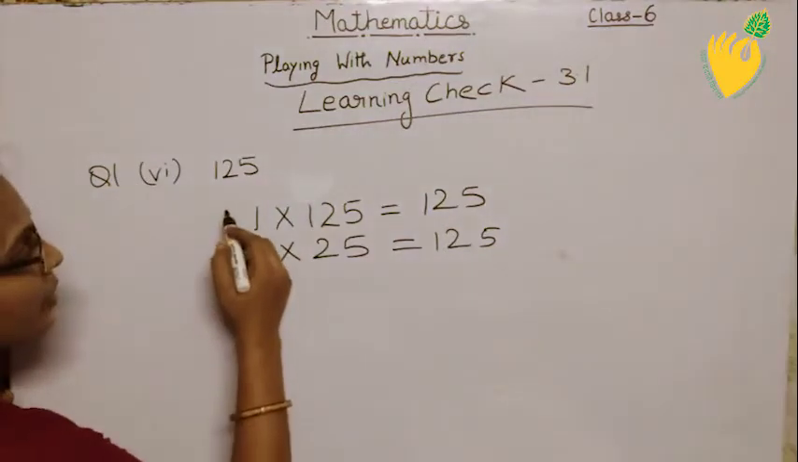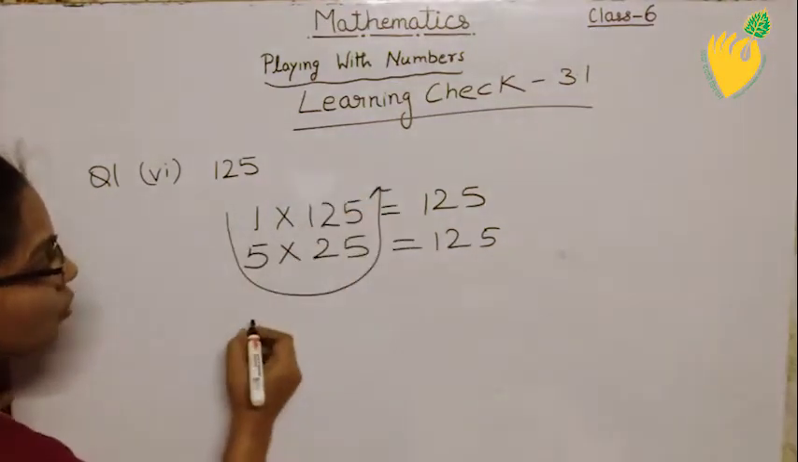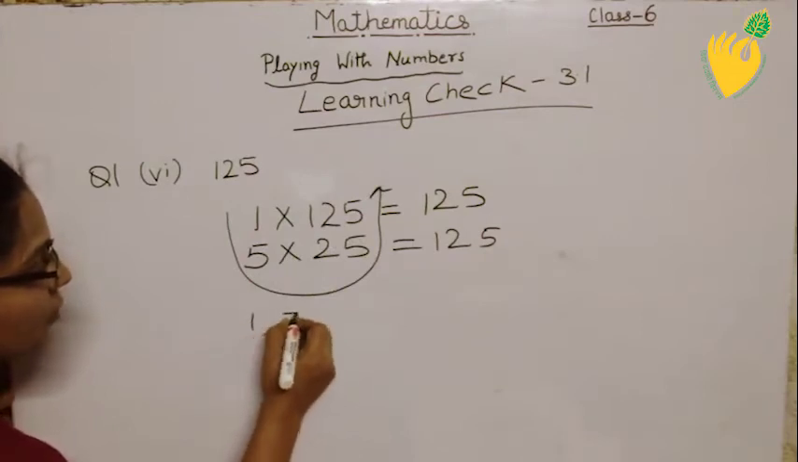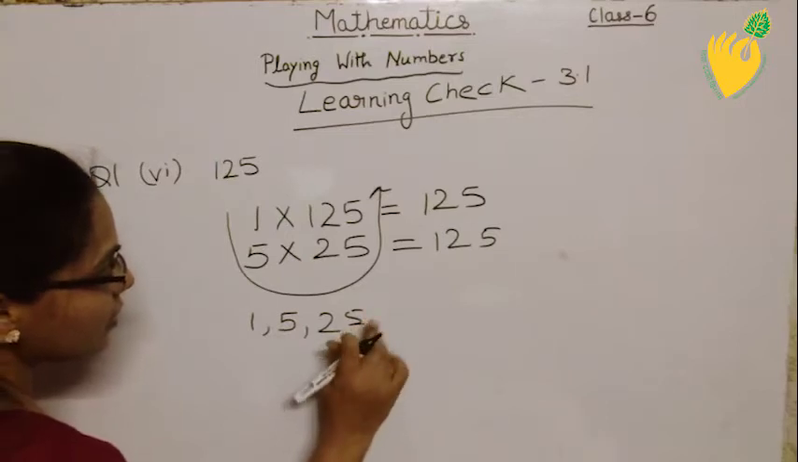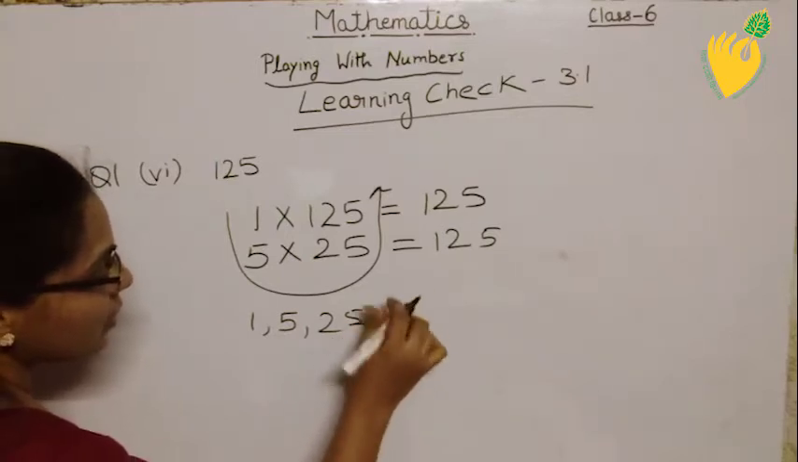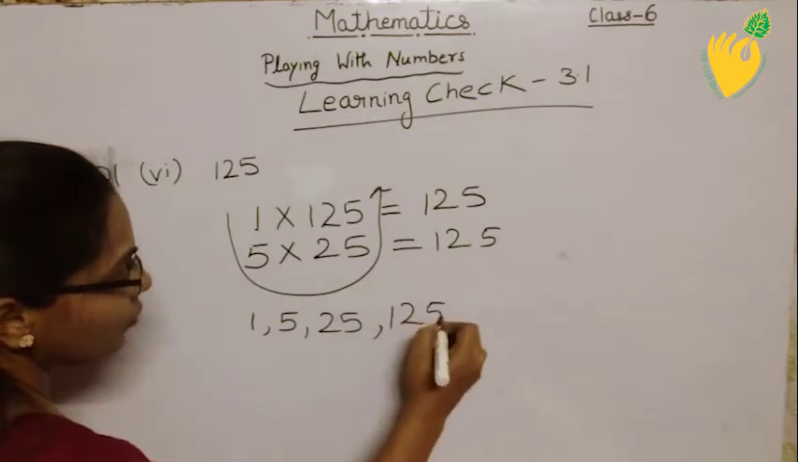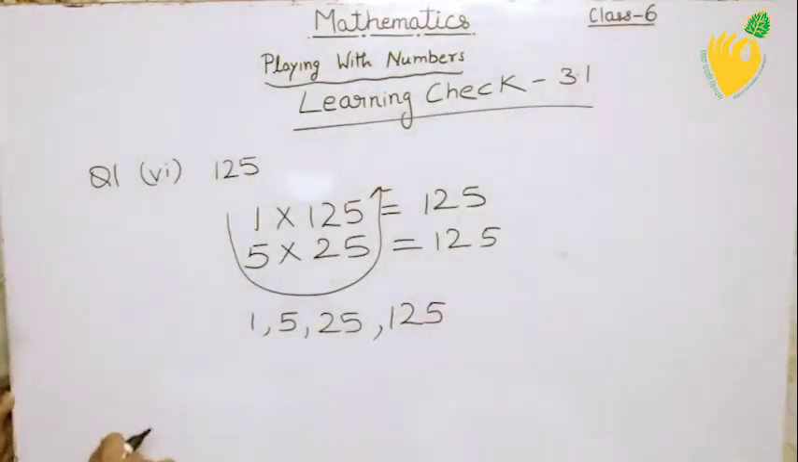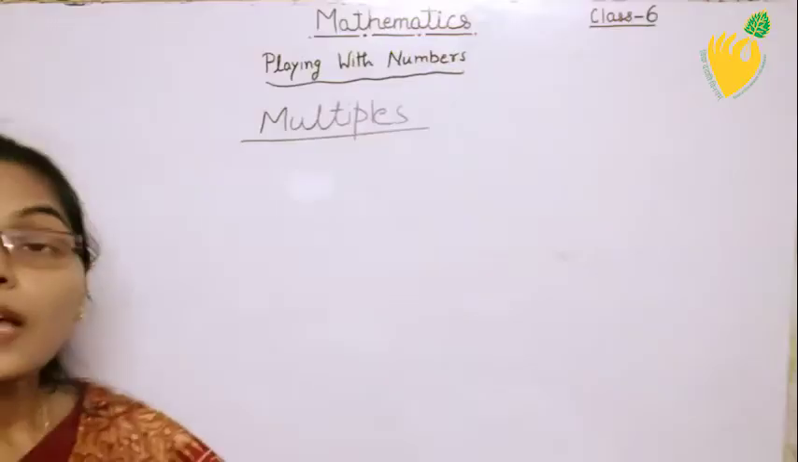Now it will not be divisible by any other number. So students, we can again make it like this. So what are the factors? 1, 5, 25 and 125. So there are 4 factors: 1, 5, 25 and 125.